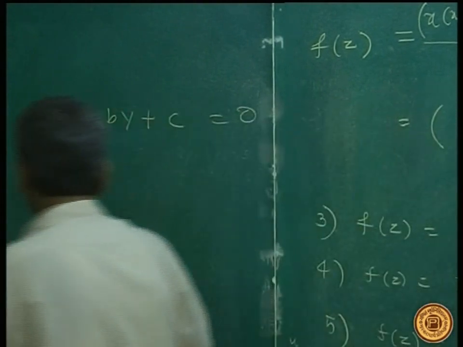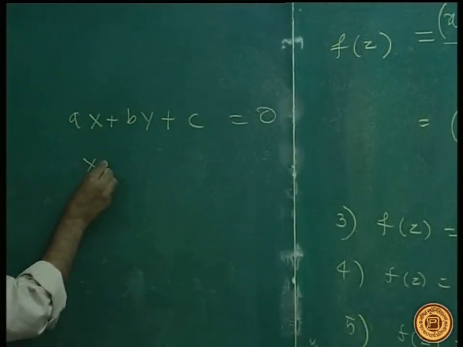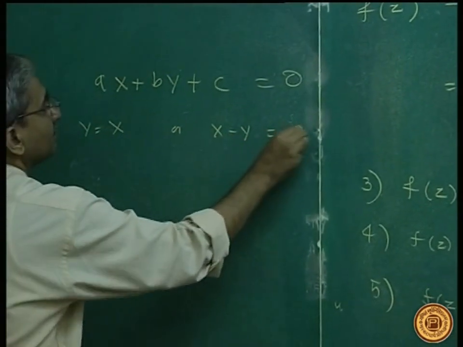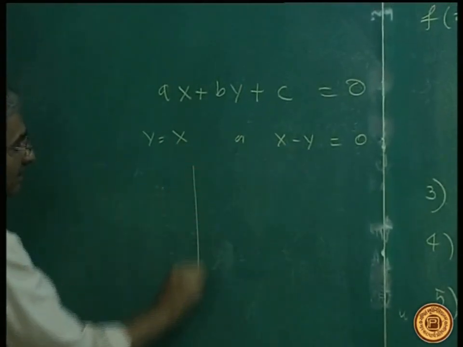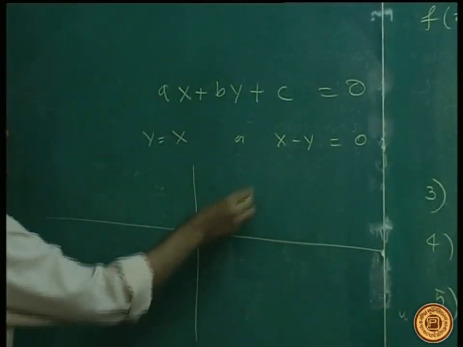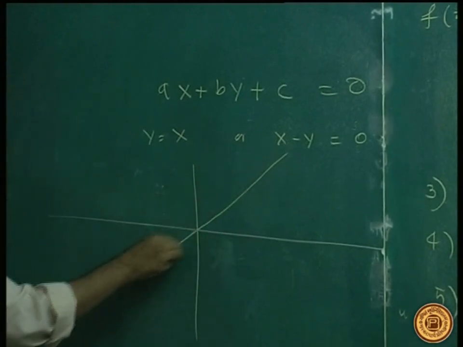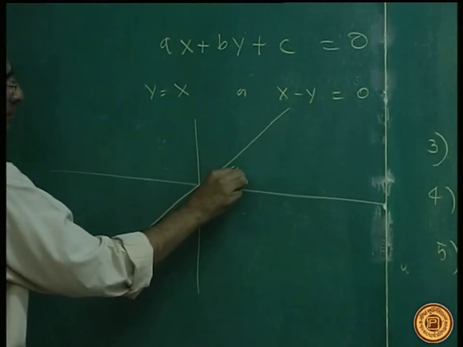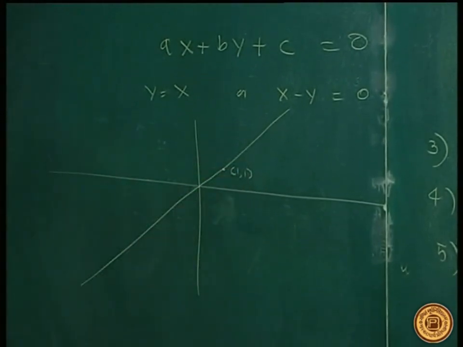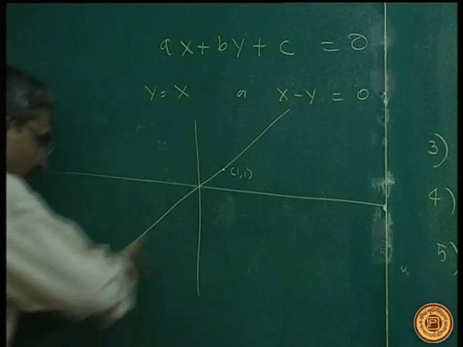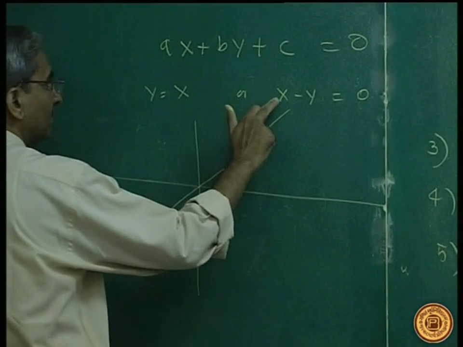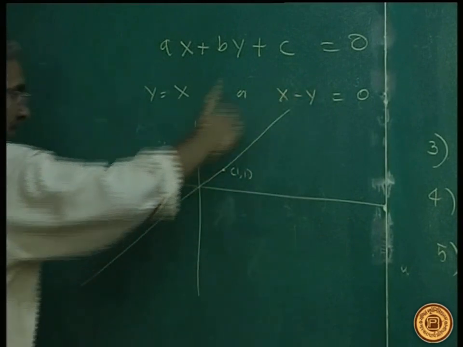So suppose, let me take a simple example: y is equal to x. How does this straight line look? It is like this. All of you know this. So this is the point say (1, 1), this is (0, 0). So this is 1 comma 1. So this straight line y equal to x, this equation represents these points.